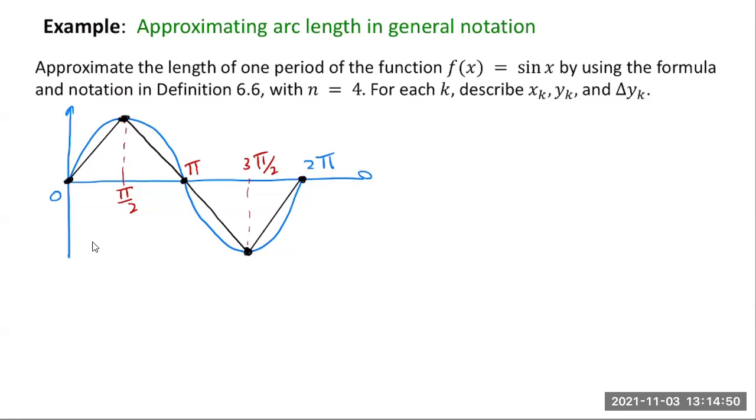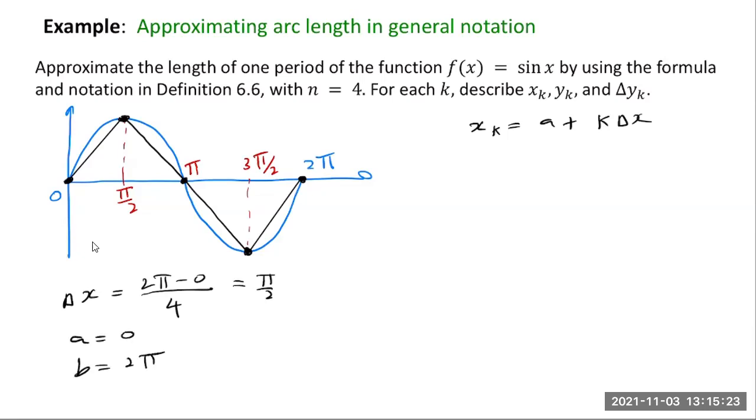Now we need to identify these quantities: xk, yk, delta yk. Remember, by definition, xk is given by a plus k times delta x. Delta x is clear here. Delta x is b minus a over n, that is 2 pi minus 0 over n. n is 4, so that is pi over 2. And a is also clear: a is equal to 0, b is equal to 2 pi. B is the right endpoint, a is the left endpoint. Now I can find all the x values.